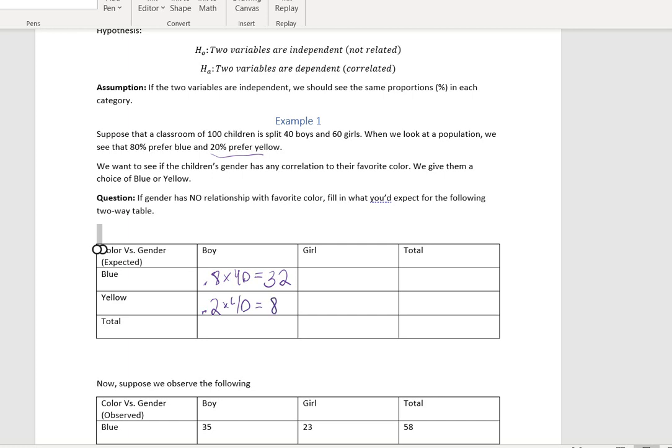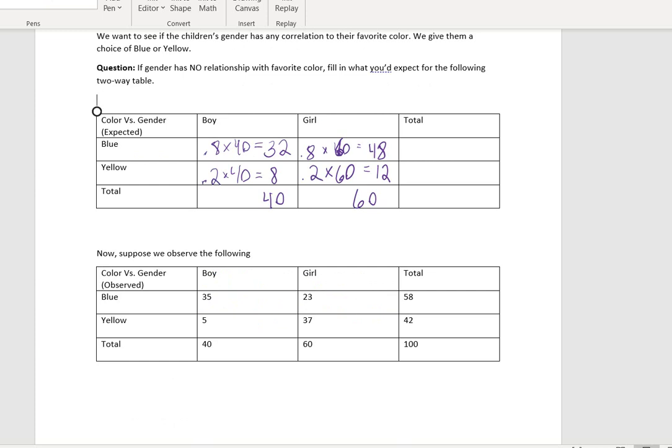Now with girls, again, if we look at the whole population, 80% prefer blue, so that means that 80% of our girls should prefer blue. Oh, whoops, we actually have 60 girls. My apologies. So that should give us 48. And 20% of the girls should prefer the color yellow, which will give us 12. Also, when I add all these numbers up, I'm going to get the totals. So 40 boys total, 60 girls total. And then for blue, if I add these together, 32 plus 48 gives me 80, 20 for yellow, so that's going to give me a total of 100 people.